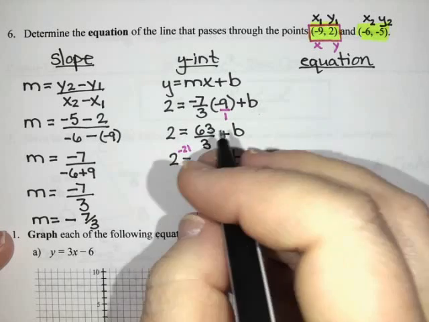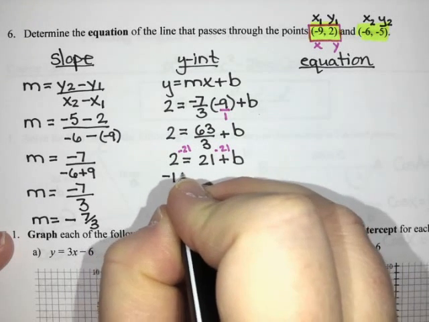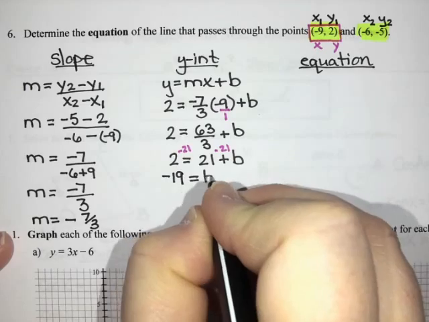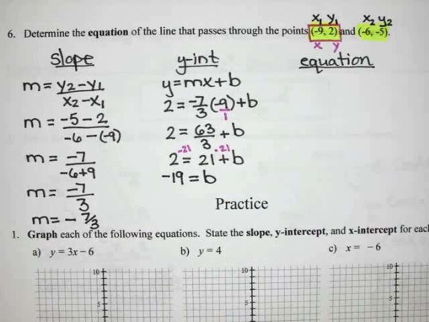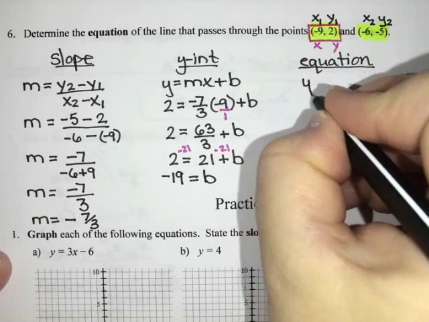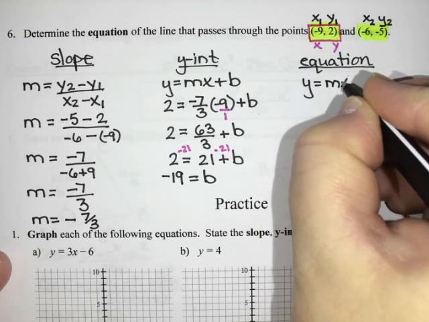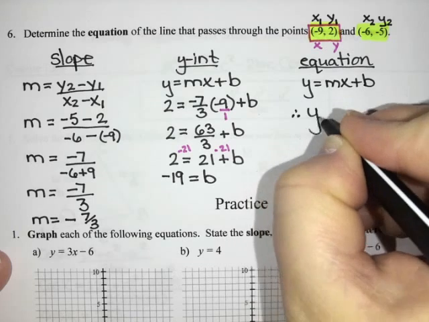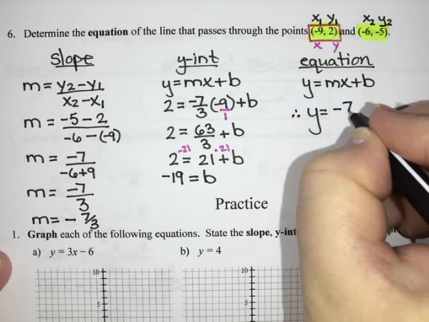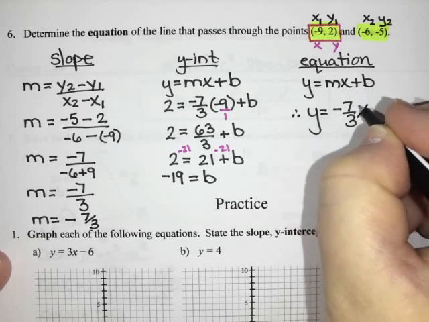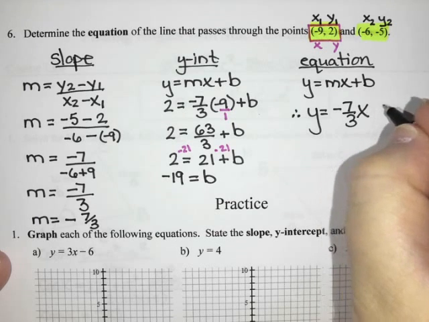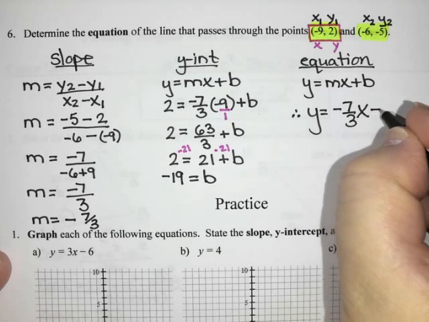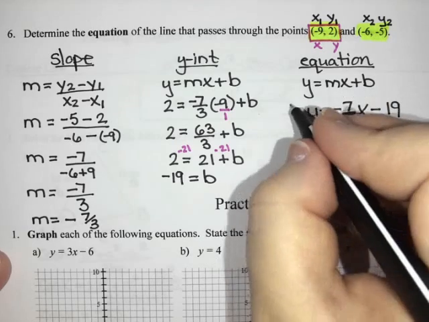Okay, so I'm going to subtract 21 from both sides. 2 take away 21 is negative 19. That's my b value. So my equation is y equals mx plus b. So y equals negative 7 over 3 x, and then I could write plus negative 19. I'm just going to write minus 19.